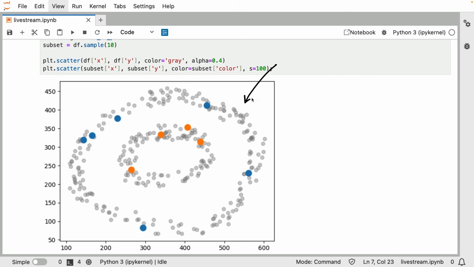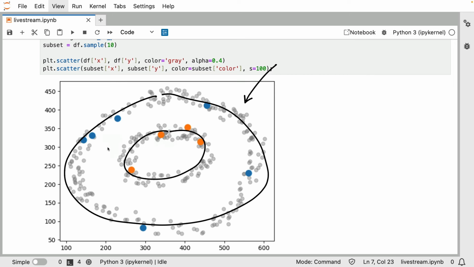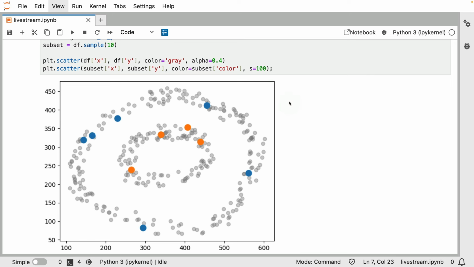What you're looking at here is exactly the same dataset that I just drew. We've got the outside circle, and we've got the inside circle. And the outside circle has blue points, and the inside circle has orange ones. The big difference now, though, is that I'm taking a very small subset. So only a few blue dots and only a few orange ones are going to be in here.